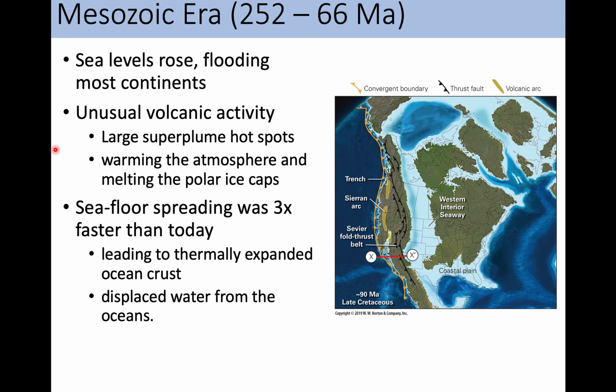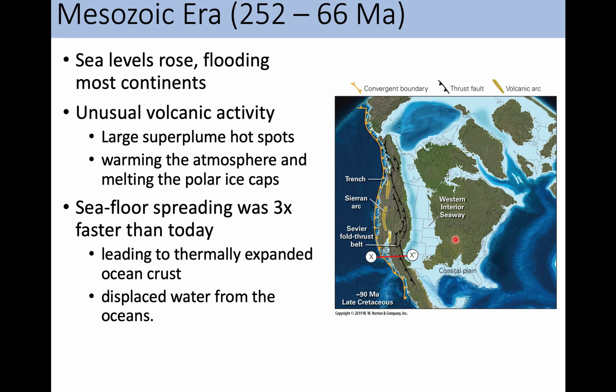We had a lot of warming in the atmosphere from that. We also had very high rates of seafloor spreading. So our seafloor spreading at our mid-ocean ridges was about 3 times faster than it is today. So the oceans were growing 3 times faster. What this meant is there was a lot of crust being formed. So there was a lot of new oceanic crust on either side of our mid-ocean ridge, and it didn't have as much time to cool before it was pushed further out to the side.